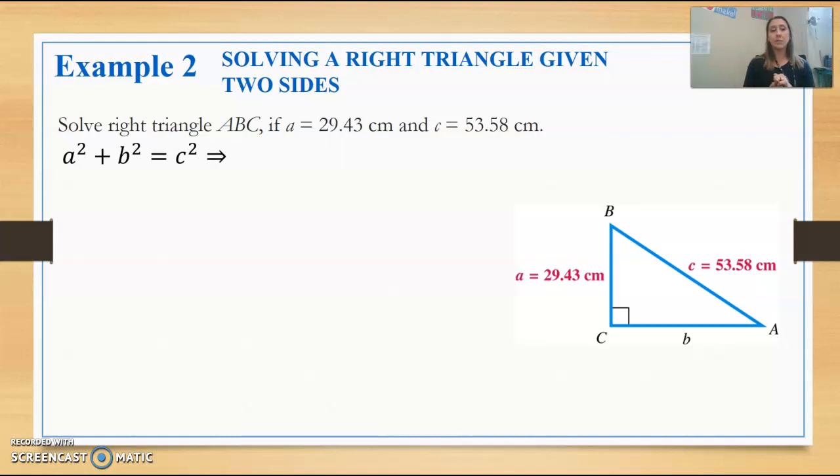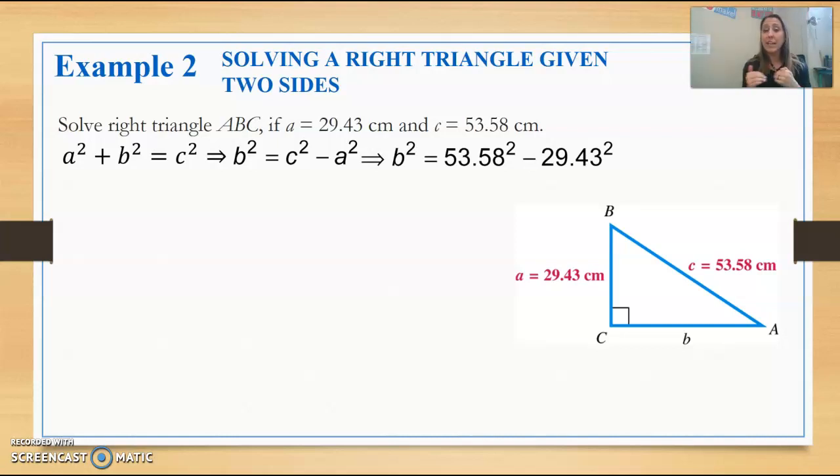So a squared plus b squared equals c squared. We are solving for b squared. So b squared, if we did all the solving, would be b squared is equal to c squared minus a squared. So then we end up plugging those two things in since we know what they are.